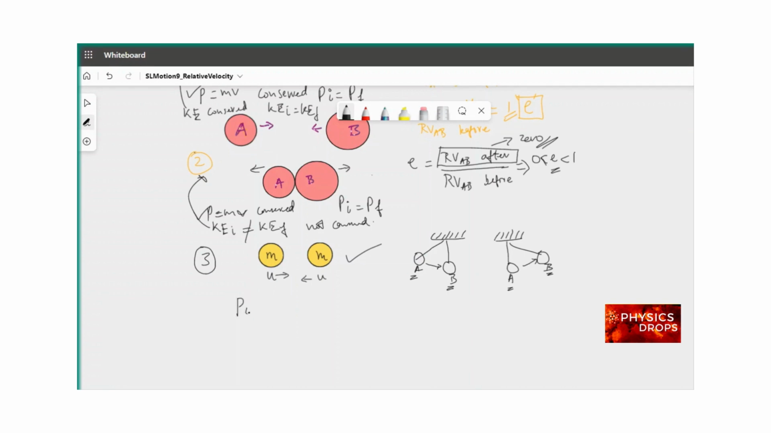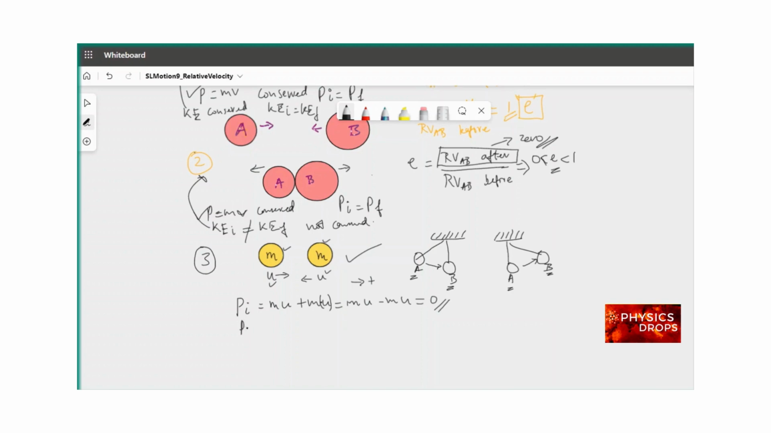What will be the initial momentum of the system? Again, the system means both these masses, no other external impulse or force. The initial momentum is mu of this plus mu of the second sphere, right? But if we take this as the positive direction, then this u is negative, so this will be a minus u. So mu, the second one becomes minus mu, so the initial momentum is 0.